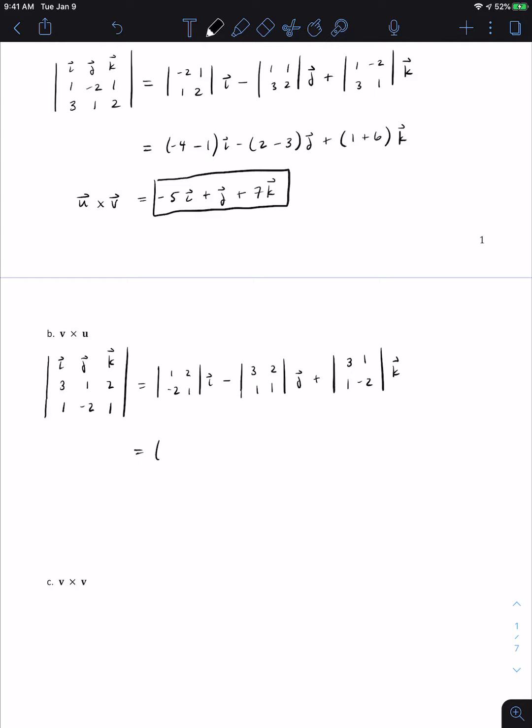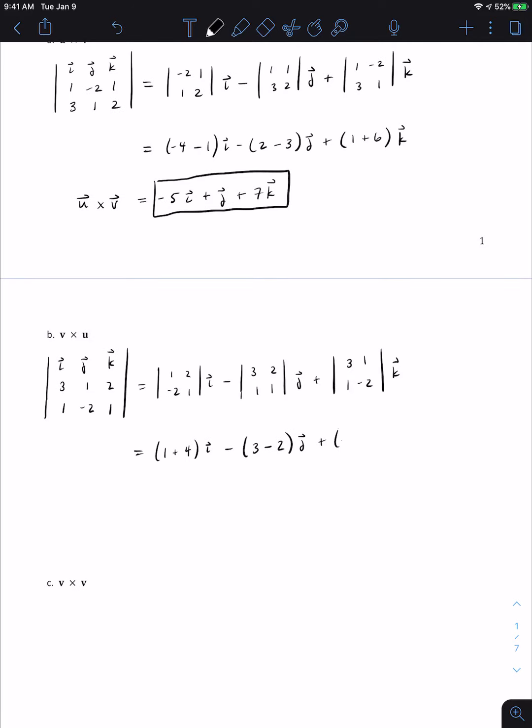So now I have 1 times 1, which is 1, minus negative 2 times 2, so that's going to be plus 4. And then minus, and then I have 3 times 1, so 3 minus 2, j, plus 3 times negative 2, which is going to give me negative 6, and then minus 1, and then k. And so here I get 5i minus j minus 7k.